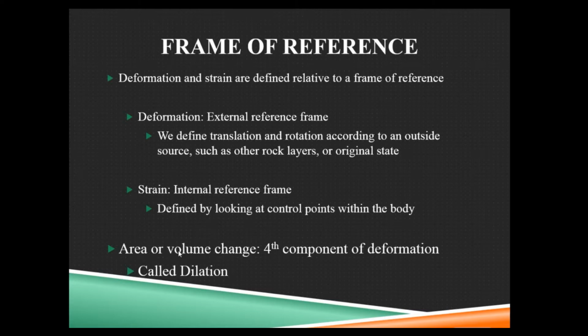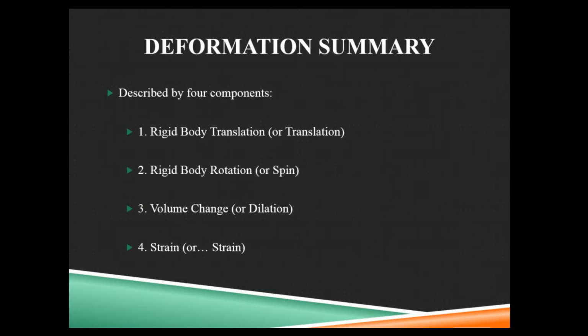Now, area or volume change is a fourth component of deformation called dilation. It's a kind of special case. Now, there are four components: the rigid body translation, or simply translation, rigid body rotation, or spin, volume change, or dilation, and strain. It's just strain, there's no other second word for it.